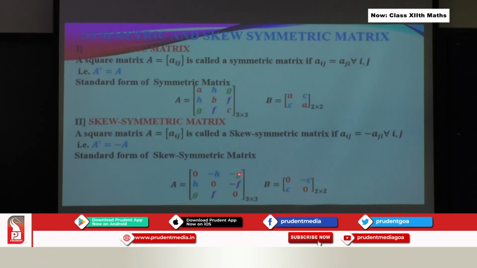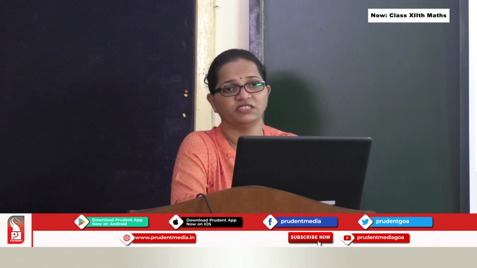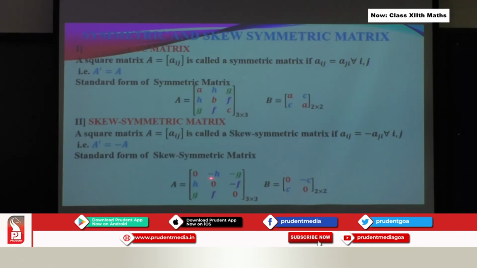So whatever entry you have, the negative of the entry will come over here. Next here, this is F, so this is minus F. Not necessarily on the upper half you will have all negative and in the lower half positive. It is not necessary. Just remember whatever entry you have, the negative of the entry is supposed to be over here. So if you see this kind of pattern in any matrix, you can say by direct observation the given matrix is a skew symmetric matrix.